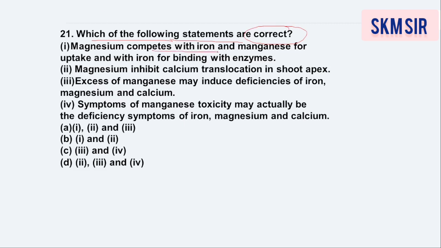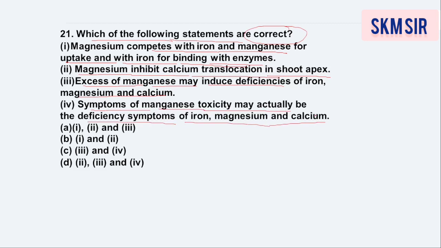Magnesium competes with iron and manganese for uptake, with iron for binding with enzyme. Next, magnesium inhibits calcium translocation in shoot apex. Next statement is excess of manganese may induce deficiency of iron, magnesium and calcium. And the last statement is symptoms of manganese toxicity may actually be deficiency symptoms of iron, magnesium and calcium.